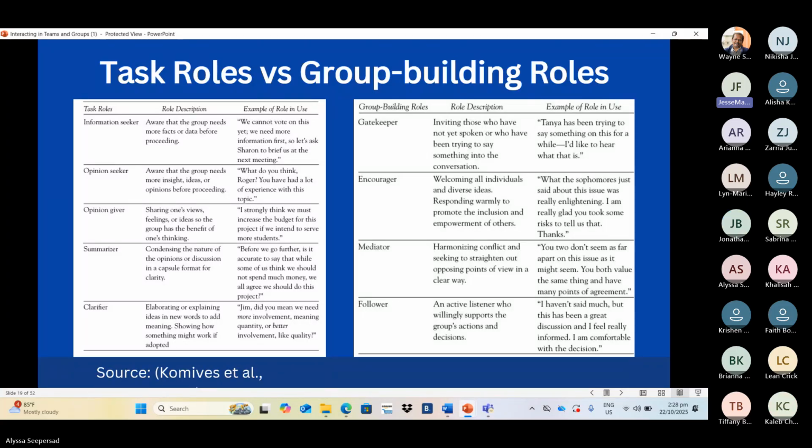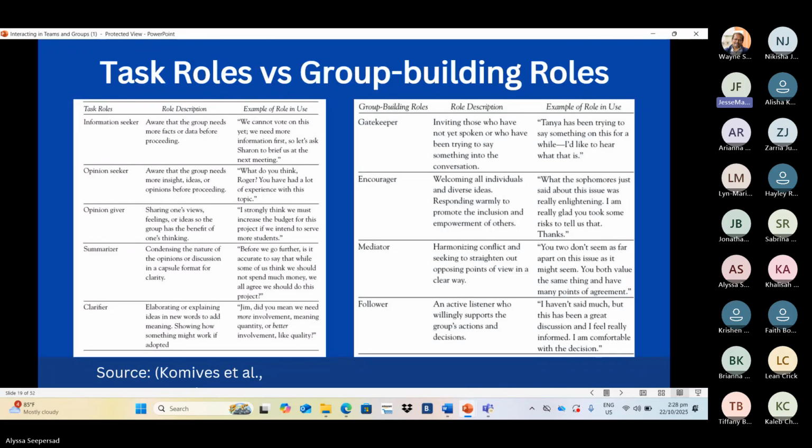Then we have the mediator. They would harmonize conflict by helping parties identify issues at hand, as well as developing various solutions to the conflict. And then lastly, there's the follower. This would be someone who actively listens and they support the group's actions and decisions.